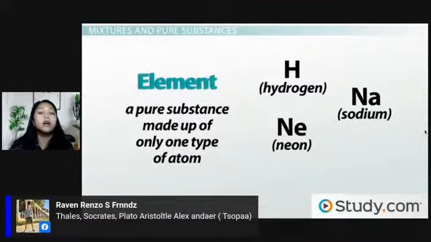Now, these right here are your elements. This is a pure substance made up of only one type of atom. And of course, yung pinaka-hint mo dito, ito yung mga nakikita mo sa periodic table of elements. No? So, the different elements that you have. There's hydrogen, sodium, neon, and so on. Pure substance made up of only one type of atom, that's an element.